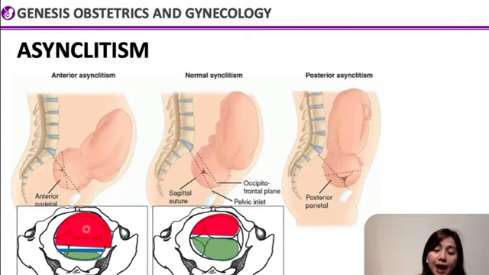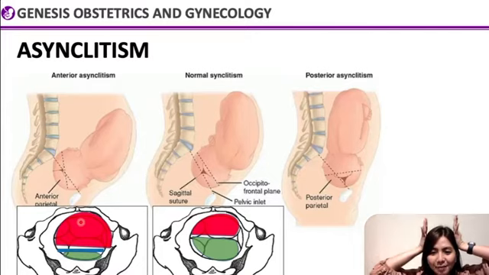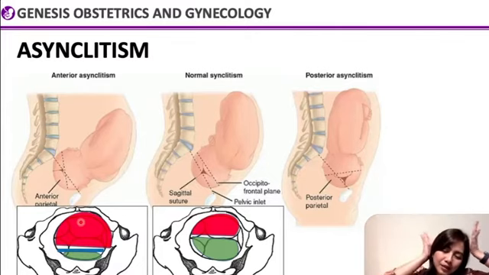So, we name the asynclitism after the bone, not the direction of deflection of the sagittal suture. Get it? Okay. When the sagittal suture is deflected more towards the posterior, or towards the sacrum, it's anterior asynclitism because it's your anterior parietal bone that is the leading portion. Alright? So what's the problem with that? Imagine this is your head. Instead of this being the representing diameter, when you are asynclitic, the diameter that has to negotiate into the pelvis becomes larger. Okay.